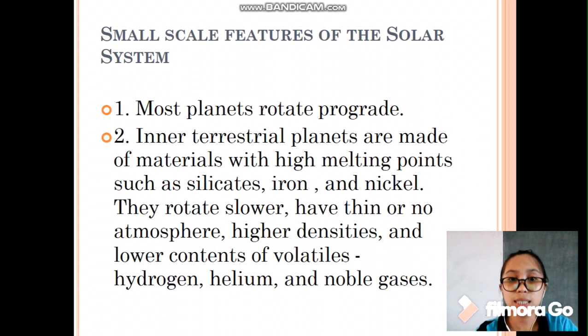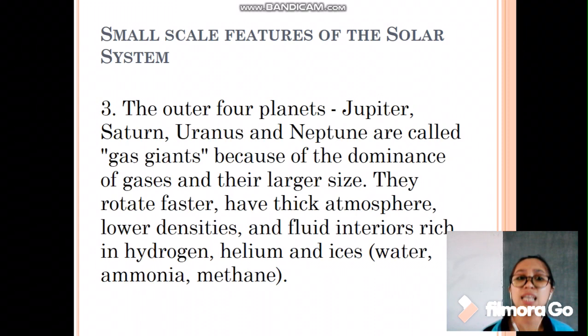Then the outer four planets, Jupiter and Saturn, are called gas giants, and the last two planets, Uranus and Neptune, ice giants, because of the dominance of gases and their larger size. They rotate faster, have thick atmosphere, lower densities, and fluid interiors rich in hydrogen, helium, and ices. And the ice is composed mainly of water, ammonia, and methane. Take note of those compounds.